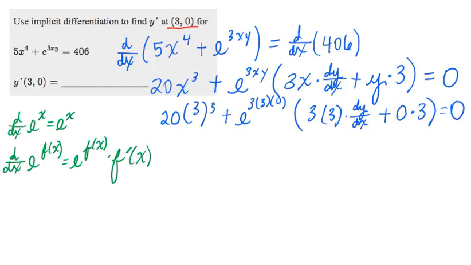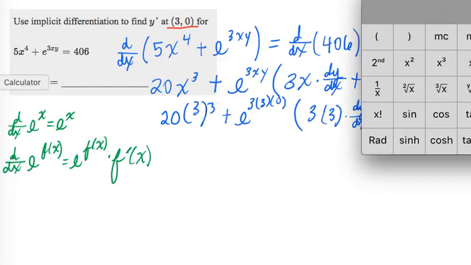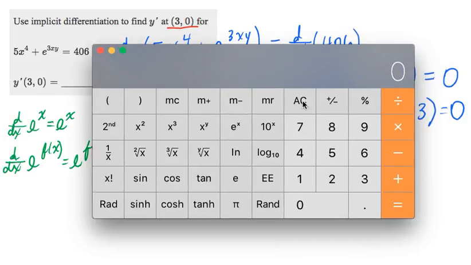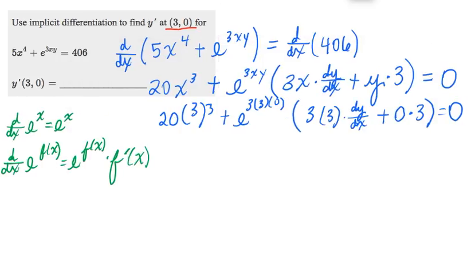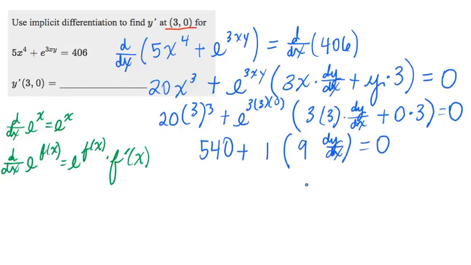Okay, so 3 cubed is 27, so we have 27 times 20. Let's do that calculation real quick here. So 27 times 20 is 540, plus e to the 0 is 1. This would be 9 dy/dx, and that term is 0. So let's subtract 540 from both sides to get 9 times dy/dx equals negative 540.